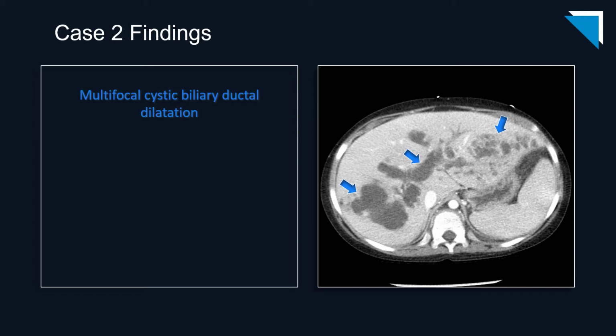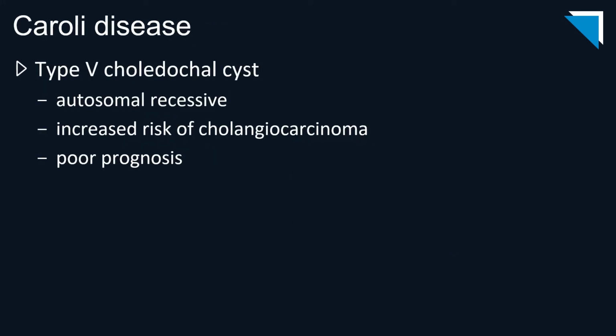This is multifocal cystic biliary ductal dilatation, which is associated with Caroli disease. Caroli disease falls under the spectrum of choledochal cysts. It's a type 5 choledochal cyst. It's autosomal recessive and carries an increased risk of cholangiocarcinoma. For that reason and others, unfortunately for this little boy, it also carries a poor prognosis.